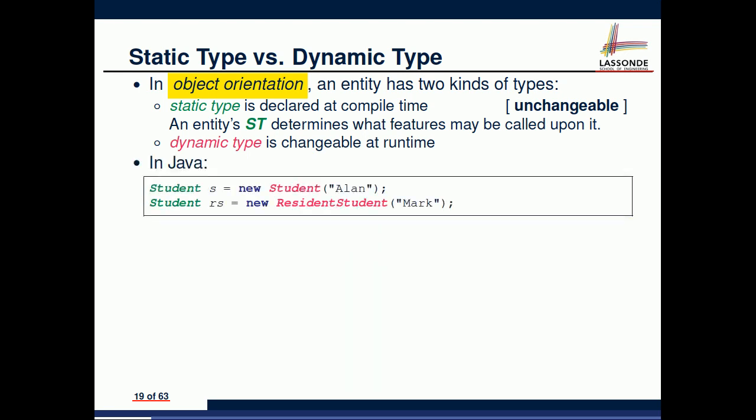Now let's talk about syntax quickly. In Java, this is what you would say. My color convention over here: whenever it's static, I'll say green. Dynamic, I'll say red. Now if you look at s and rs, both of them got static type Student. However, the dynamic type, one is Student, the other one is ResidentStudent. That's the part we'll also review.